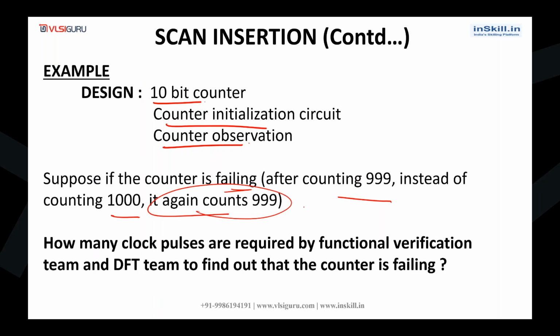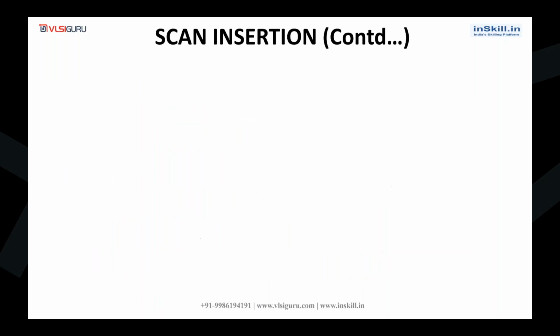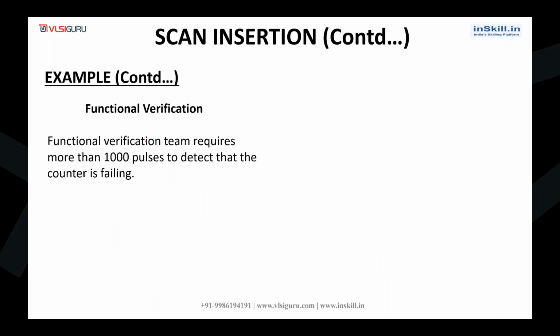So how many clock pulses will be required by the functional verification team and the DFT team to find out that the counter is failing? As we explored earlier, the functional verification team requires more than 1000 clock pulses to tell that the counter is failing. That is what we had already explored before the break itself.